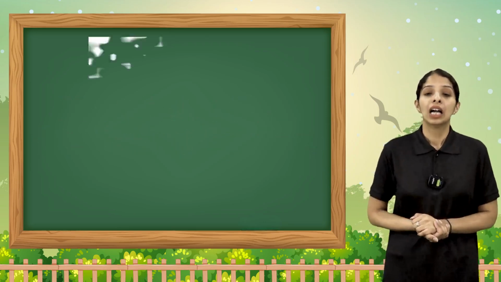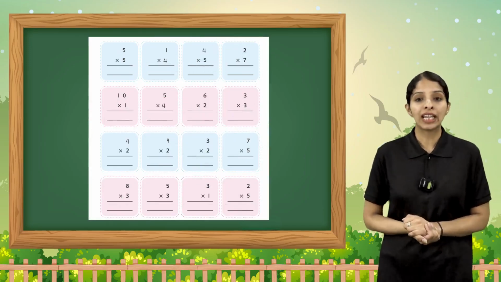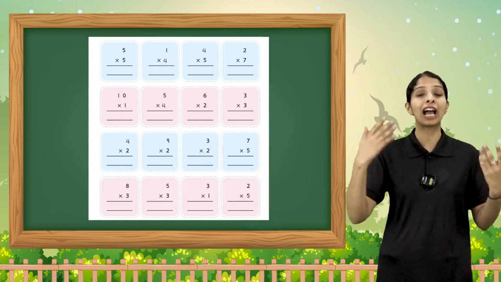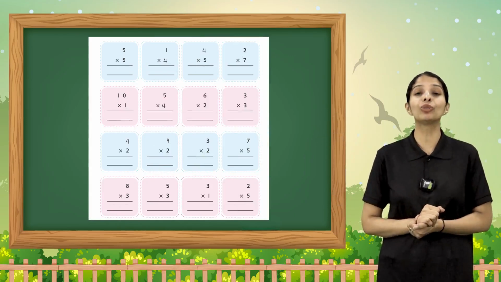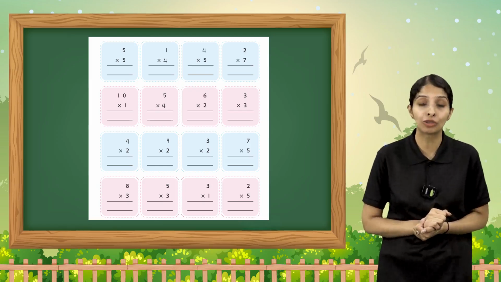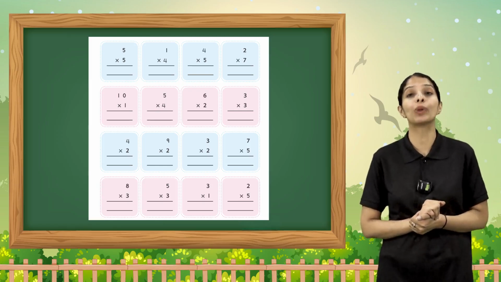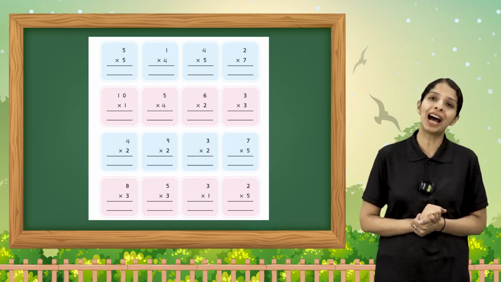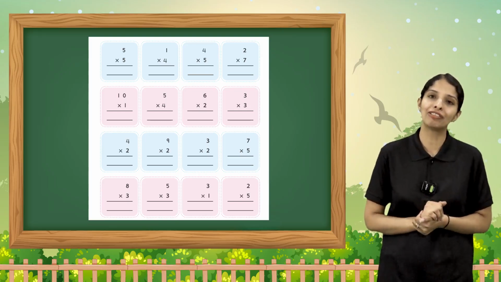Now the first question given to you is 5 into 5. So recall the table of 5. 5 into 1 is 5. 5 into 2 is 10. 5 into 3 equals to 15. 5 into 4 equals to 20. And 5 into 5 equals to 25. So you will write 25 here.